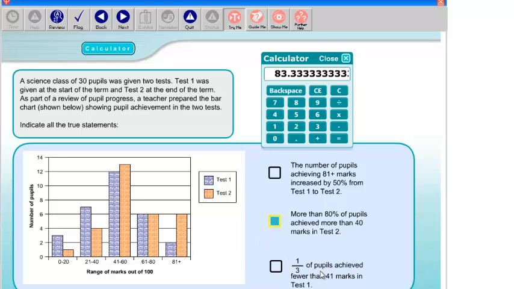Finally, 1/3 of pupils achieved fewer than 41 marks in test 1. Let's have a look at that. Test 1 is the purple color. Fewer than 41 marks is these 2 categories, 21 to 40 and 0 to 20. We've got 7 here and 3 here. Well, 7 and 3 is 10, and we already know it's out of 30, so it's 10 out of 30. We can simplify that by dividing the top and the bottom of the fraction by 10 to get exactly 1/3. So that is also a true statement.